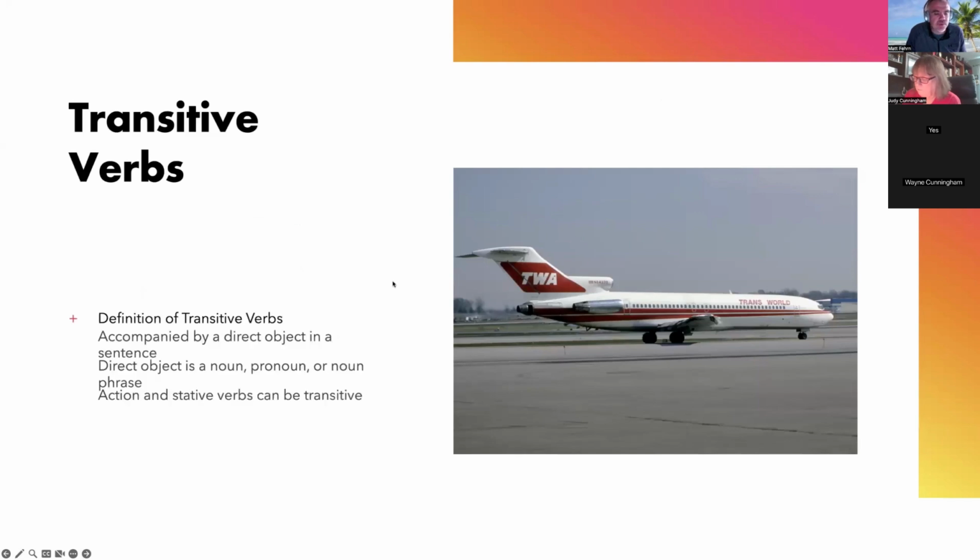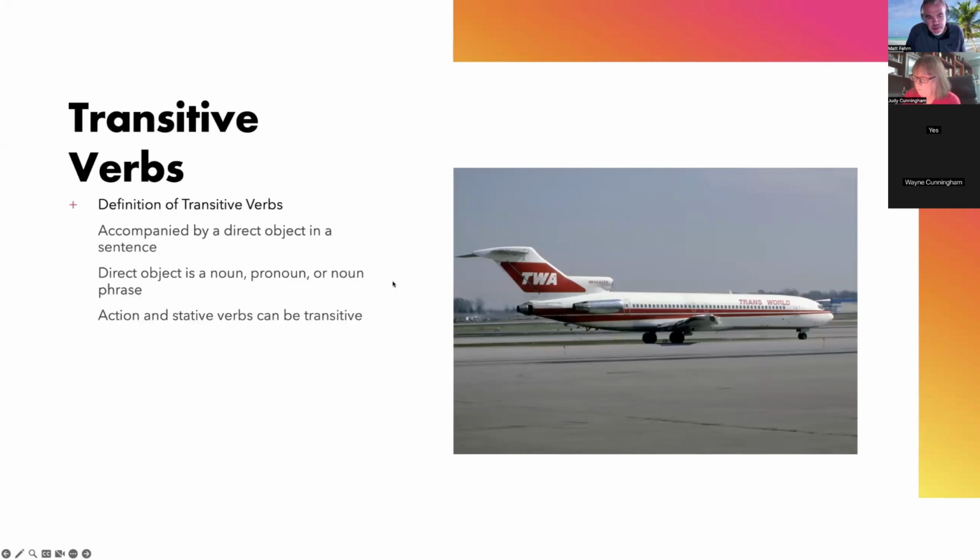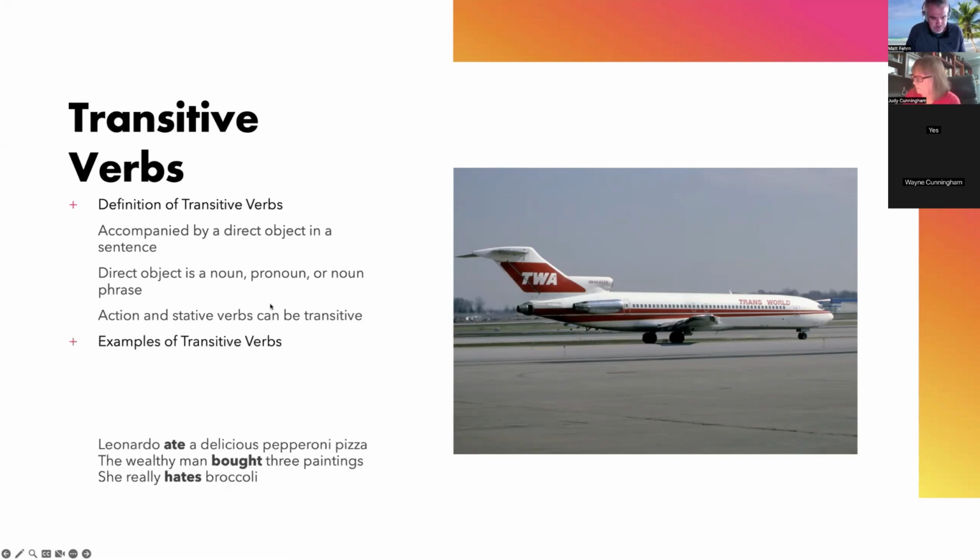Transitive verbs. It's simply a verb accompanied by a direct object in a sentence. And in our nouns lesson, we learned what a direct object is, right? It's the noun, pronoun, or noun phrase. Action and stative verbs can be transitive, so either one.